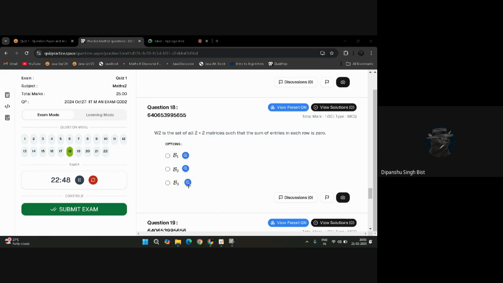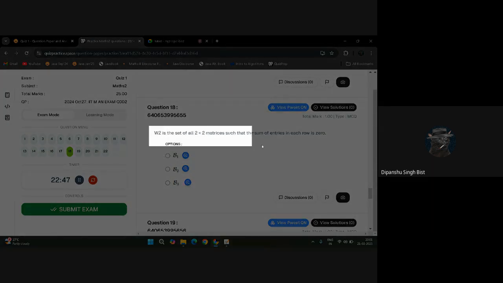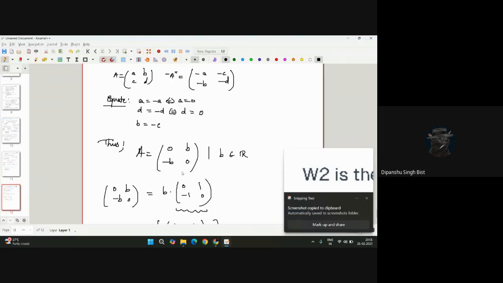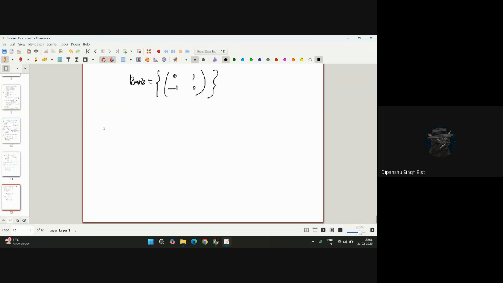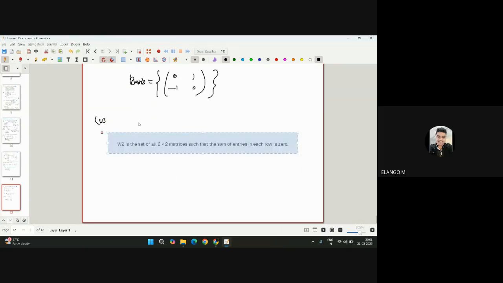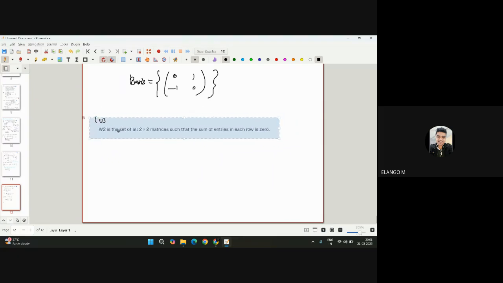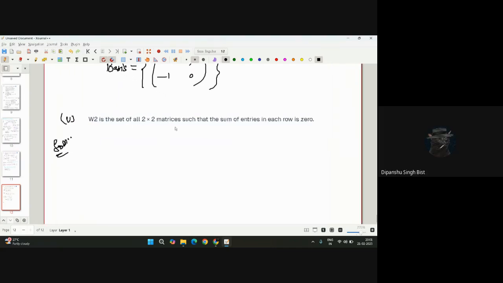Moving on to the next problem, where we have W2 as the set of 2 cross 2 matrices such that the sum of entries in each row is 0. This is going to be the fifth one. So just adding this row and getting this 0. So it says W2 is the set of all 2 cross 2 matrices such that the sum of entries in each row is 0.